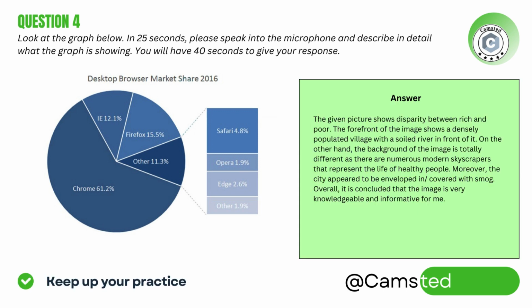The given pie chart depicts information about desktop browser market share. The data is calibrated in percentage. After having a look, I can see various trends are emerging. It is crystal clear from the graph that the maximum figure is of Chrome, which is 61%.